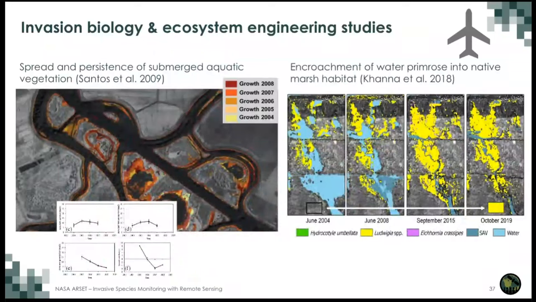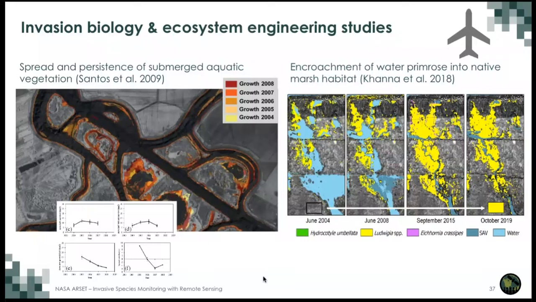So we have been able to conduct invasion biology and ecosystem engineering studies. In 2009, Maria Santos and colleagues looked at the submerged aquatic vegetation maps. These are the life form level maps, and they started to look at the annual persistence and spread of these different years. And you can start to characterize where there is growth from year to year, as well as where these life forms tend to persist across the years. And that allows us to start to understand what the mechanisms of invasion are.